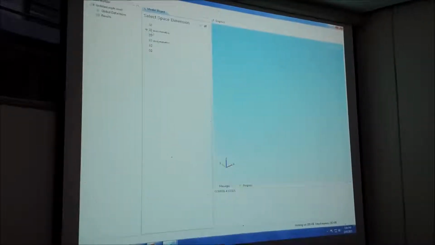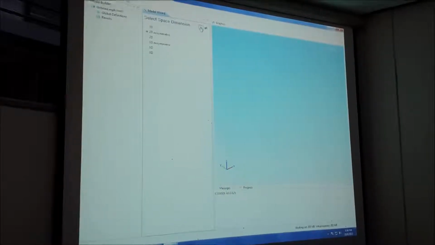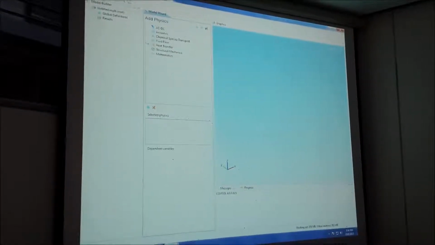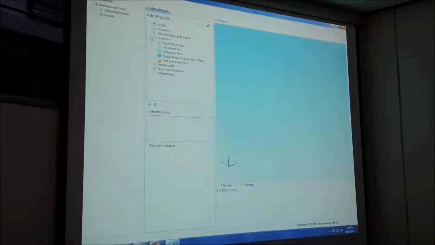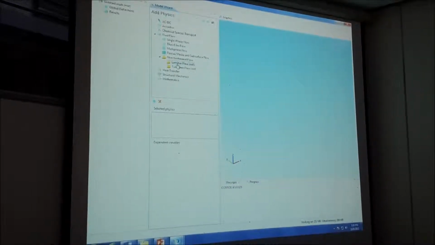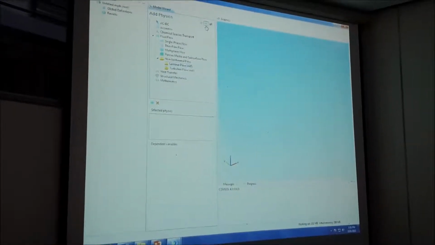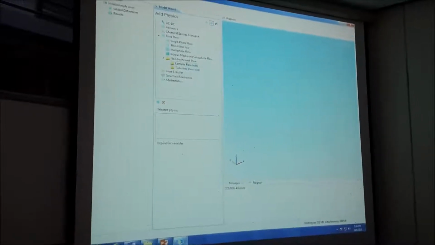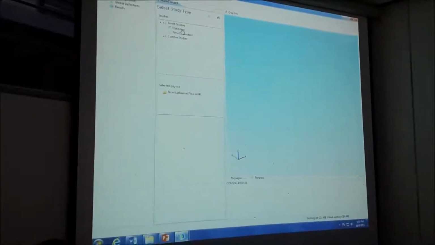First, click 2D axisymmetric, press next. Then click non-isothermal flow, laminar flow, press next. Press stationary and press finish.